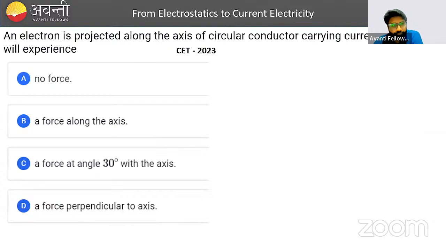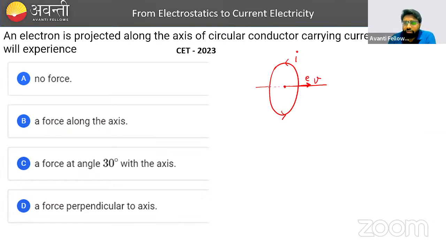Now, an electron is projected along the axis of a circular conductor carrying current I. The electron will experience what? ये मेरा एक सर्कुलर कॉइल है. इसी में I करंट फ्लो हो रहा है. और इसकी एक्सिस के अलोंग, this is the axis of this coil, I have projected an electron with, let's say, velocity v. Okay. So what is the force experienced by this electron?